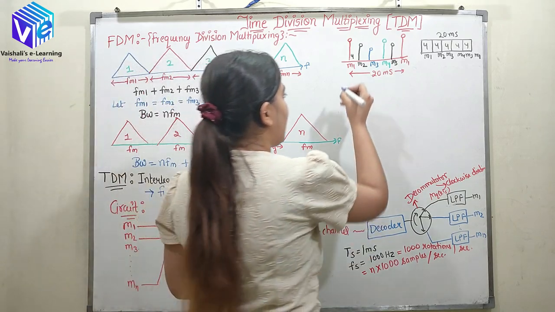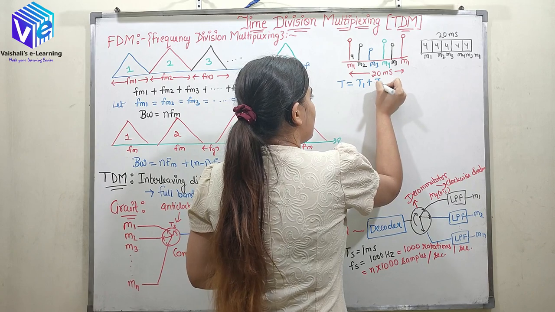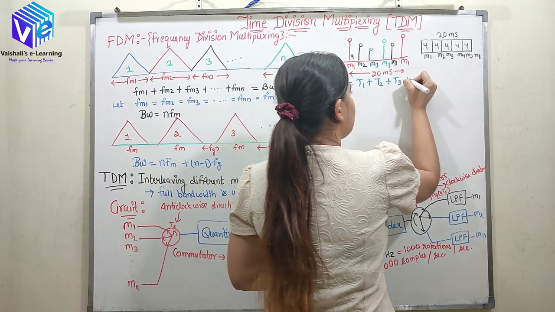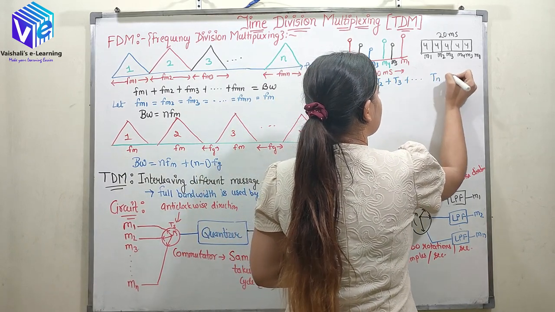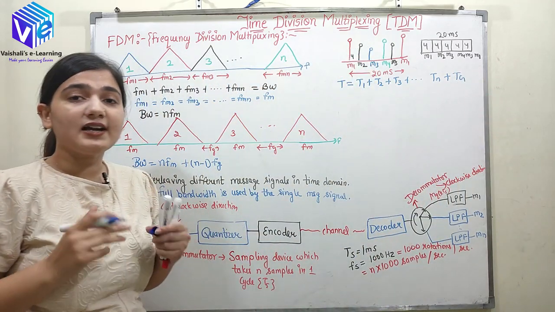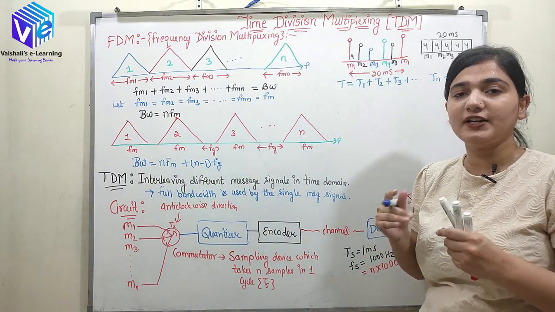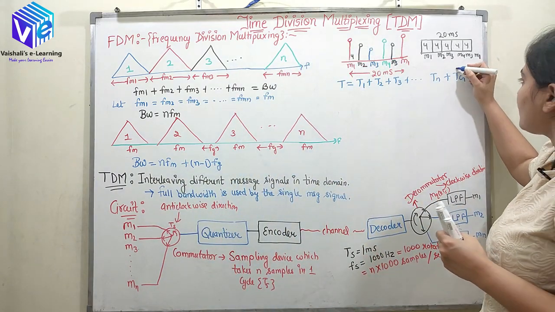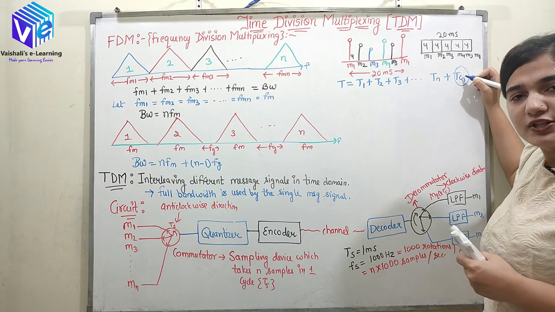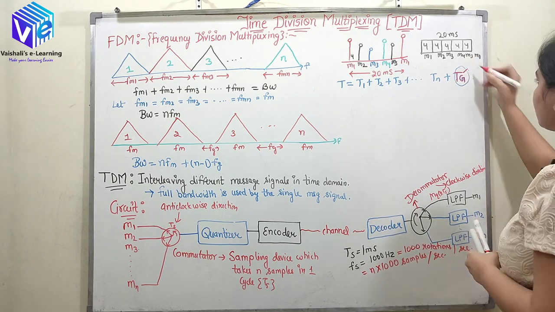If I divide the time, the total time is T1 plus T2 plus T3 up to TN. Here I'll be having TG as well. This is the guard time. Again, I want to remove the distortions or crosstalk. To remove these distortions and crosstalk, I'll be having this guard time.